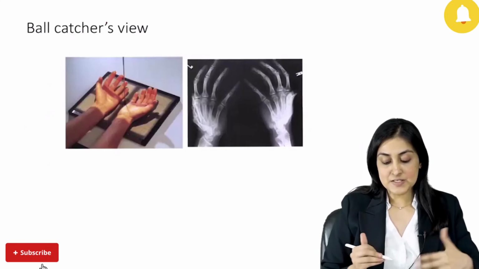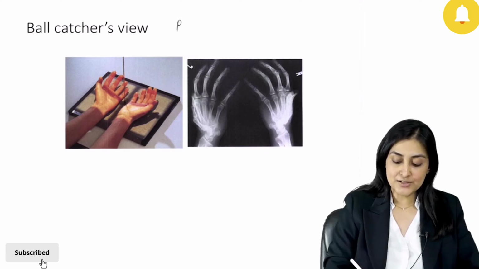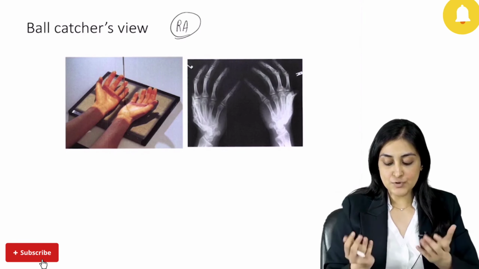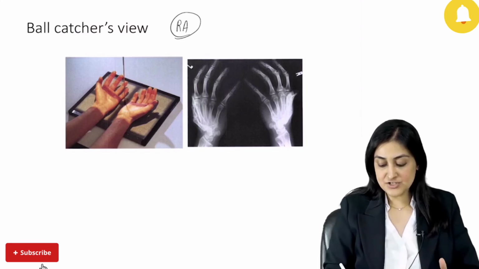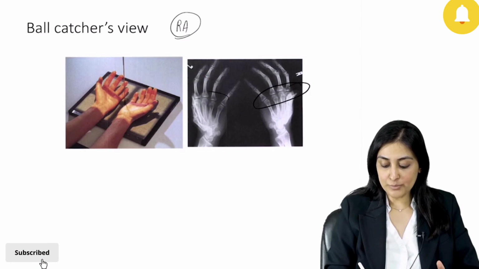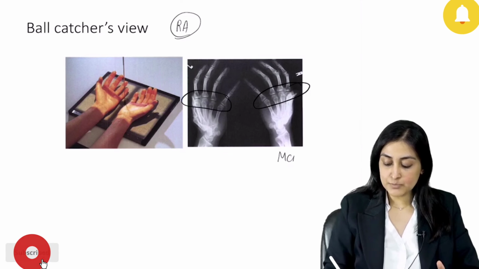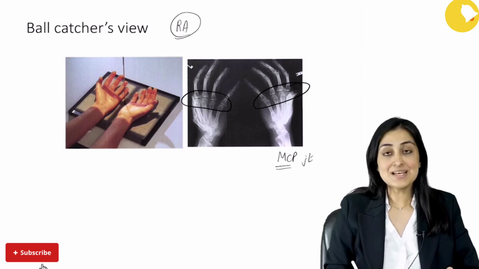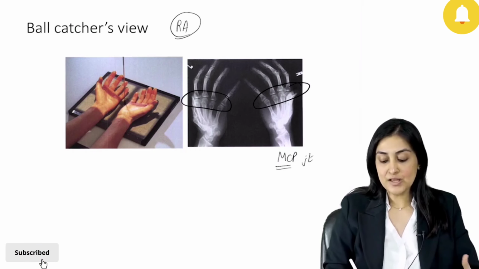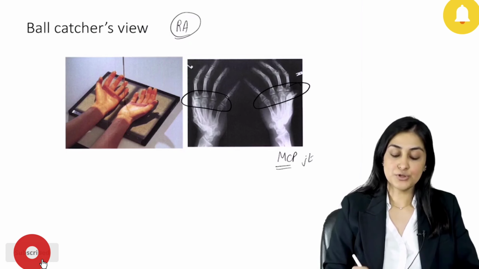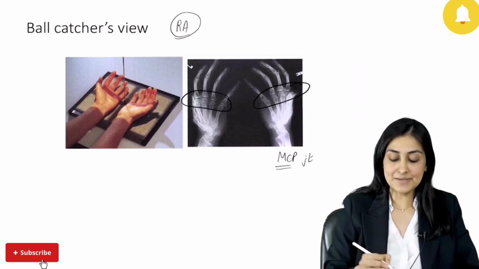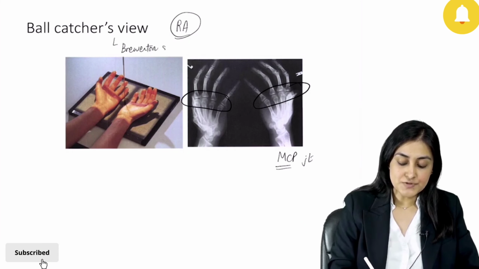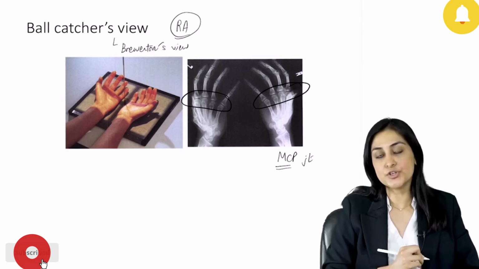Going ahead, this is a special view that we do for rheumatoid arthritis, which is called the ball catcher's view. So this is a ball catcher's view wherein the hands are kept like this, such that the joint which is most commonly affected, which is the metacarpophalangeal joint, becomes quite prominent. So you see here that these joints are best visualized on this view, and that is why we do this view for rheumatoid arthritis. One more name that they can give you, this is also referred to as the Brewerton's view. Okay, this is also called Brewerton's view.